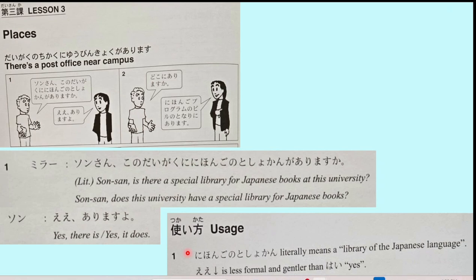And it is less formal and gentler than "hai", yes. This should also be noted about its usage: "e" is less formal and gentler than "hai". She could have said "hai" as well, but since this is an informal communication, they are friends, she decided to say "e" instead of "hai". She could have said "hai, arimasu", instead of that, she said "e, arimasu". So both "e" and "yo" are part of the informal language.